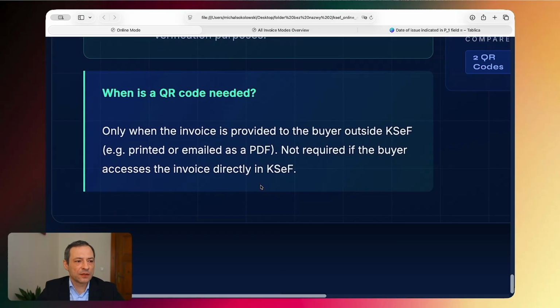And of course, the QR code is only indicated on an invoice which is provided to the buyer outside of the Polish National Electronic Invoicing System, for example, as a printed or emailed PDF file. This QR code is not required if the buyer accesses the invoice directly in the Polish National Electronic Invoicing System. So also the XML file that is being prepared and sent by the taxable person to the system does not contain such a QR code.